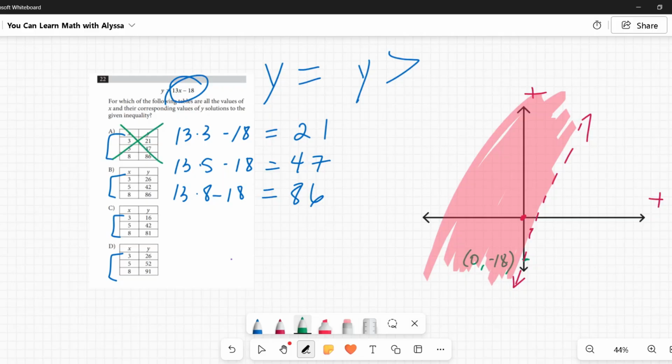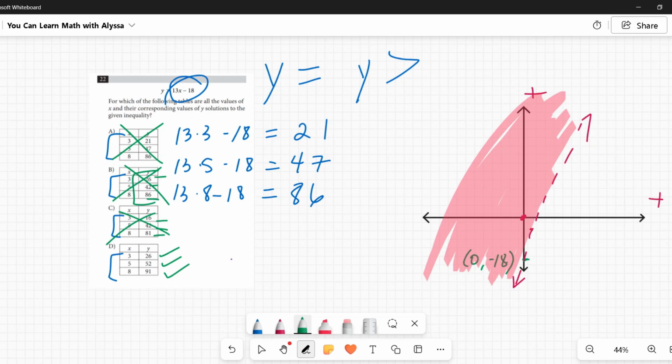A is out. 26, 42, and 86. 26 is greater. 86 is the same. 42 is less than. Nope, that one's out. C, 16, 42, 41. No, that's less, and less. That's out. D better be our right answer. 26 is greater. Yes. 52 is greater. Yes. 91 is greater. Yes.